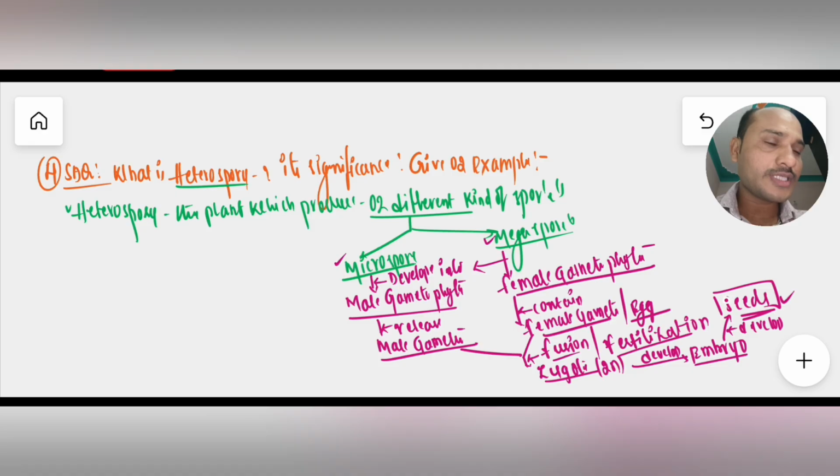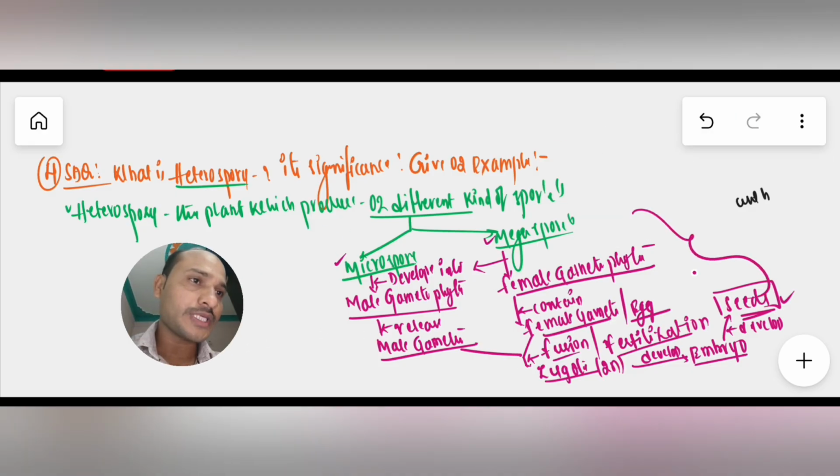So this complete event is a precursor to the seed habit. Remember, this complete event is a precursor to the seed habit. So the seed habit is seen for the first time in heterosporous plants. Remember why?